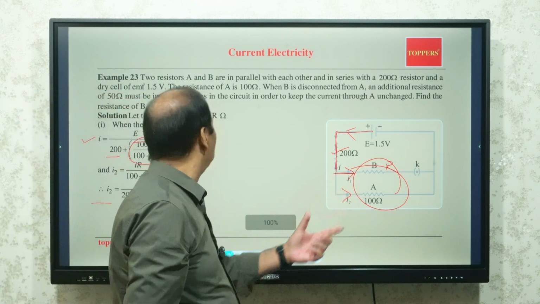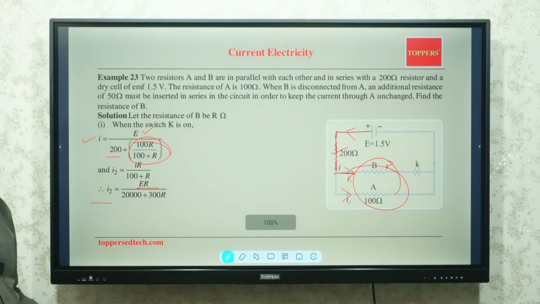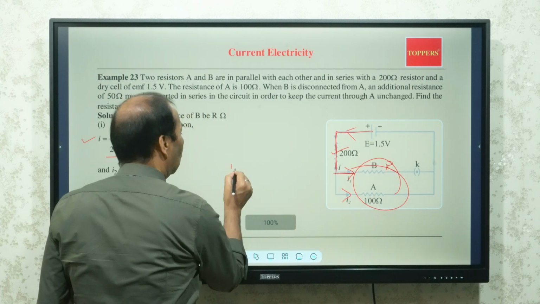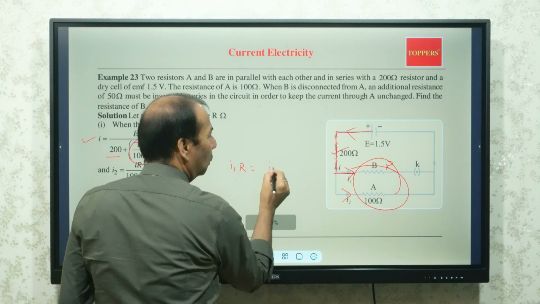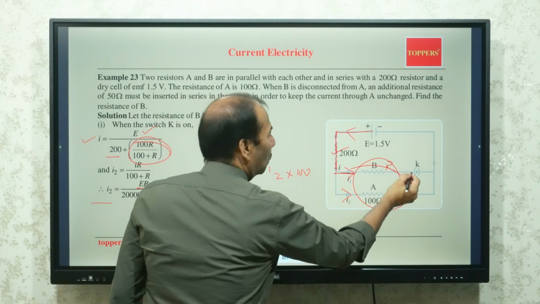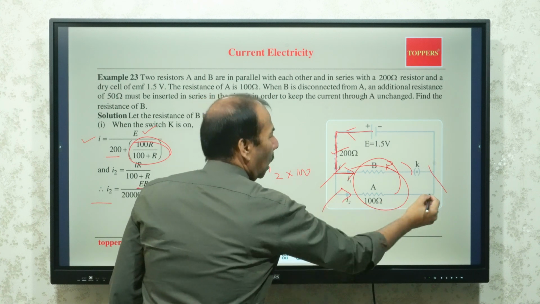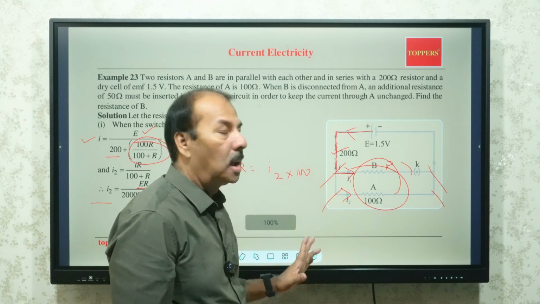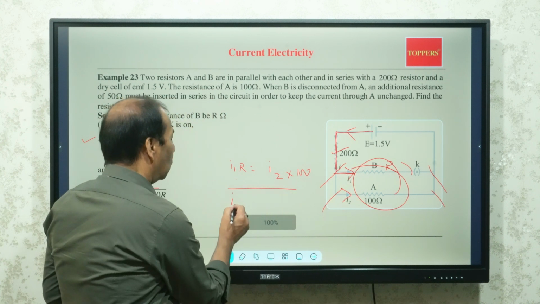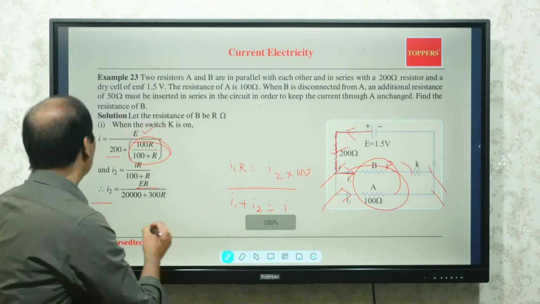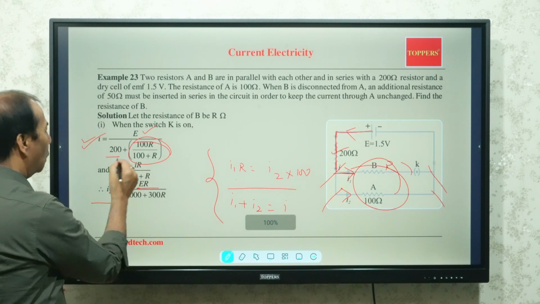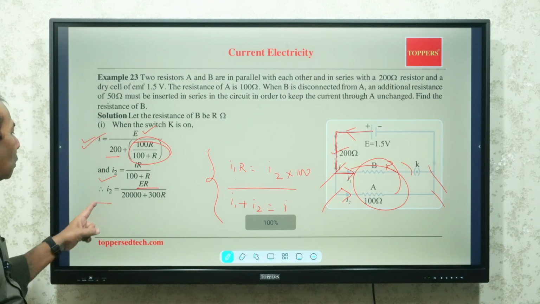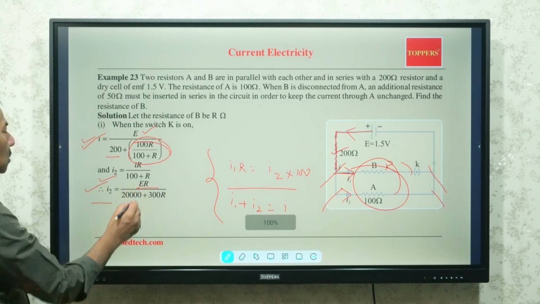To calculate I2, you can directly use these equations, or let us go back to the basics. These two are connected in parallel, so I1 into R is equal to I2 into 100, because the potential difference across them is the same. And another relation is I1 plus I2 is equal to I, which we have calculated. Just simplify these two equations and you will be able to calculate I2, and if needed we can calculate I1 also.